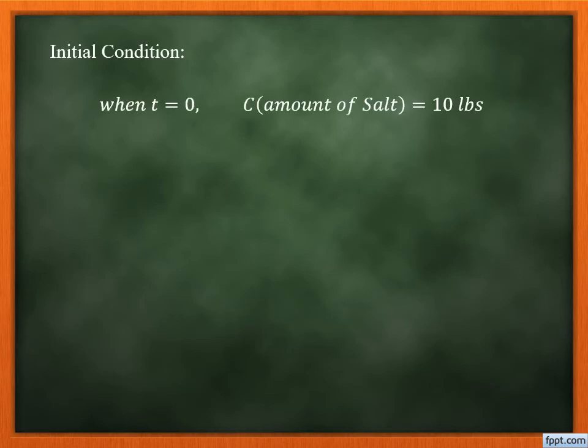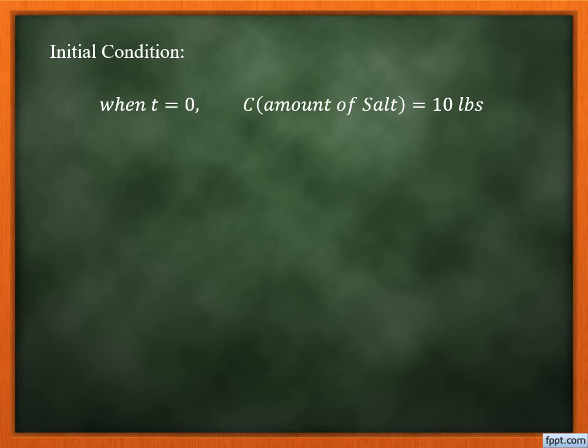So solving for the mixture problem, we first identify the initial condition. The initial condition is we have 10 pounds of salt at time 0. So inside the container, at an initial time of 0, we have 10 pounds of salt. The C represents the amount of salt, the amount of substance, or the amount of solute in a mixture.